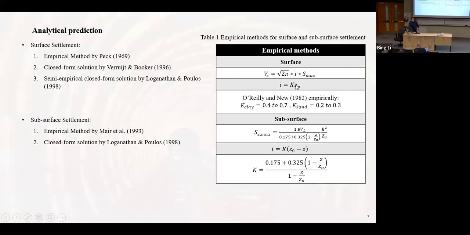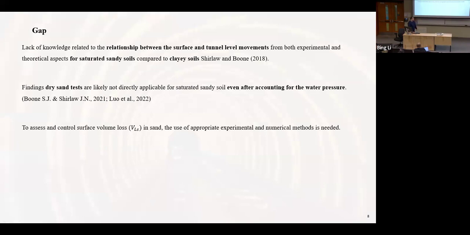And K is important as well for the surface, based on O'Reilly and New's study. The K constant for clay can vary between 0.4 to 0.7, and for sand it can vary between 0.2 to 0.3. For subsurface, as you can see, we have to calculate the K value, and i is different as well. They are not the same, so we have to take it into our calculation and consideration if we want to calculate subsurface settlement.